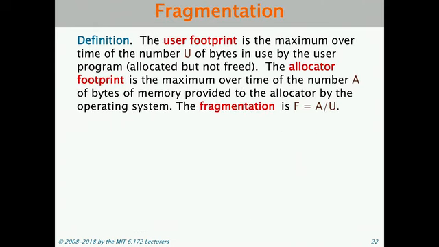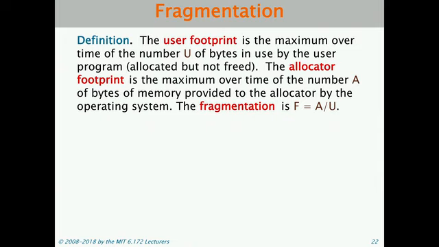Here's another definition. The user footprint is the maximum over time of the number U of bytes in use by the user program. These are the bytes that are allocated and not freed, and this measures the peak memory usage. It's not necessarily equal to the sum of the sizes that you've allocated so far, because you might have reused some of that. So the user footprint is the peak memory usage in number of bytes. And the allocator footprint is the maximum over time of the number A of bytes of memory provided to the allocator by the operating system. The reason why the allocator footprint could be larger than the user footprint is that when you ask the OS for some memory, it could give you more than what you asked for.